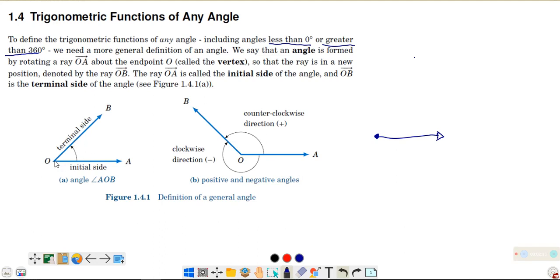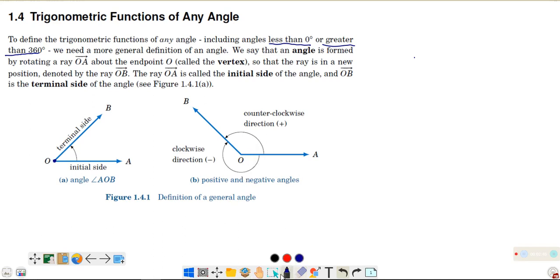So, yung endpoint natin, that is called the vertex. So that the ray is in a new position, denoted by the ray OB, which is the terminal side. So the ray OA is called the initial side of the angle, and OB is the terminal side of the angle. Now, na-mention natin kanina, meron tayong positive angles at saka negative angles. So, paano tayo nakakabuo ng positive at paano tayo nakakabuo ng negative? So, it is all about the direction of the movement of your initial side papunta sa terminal side.